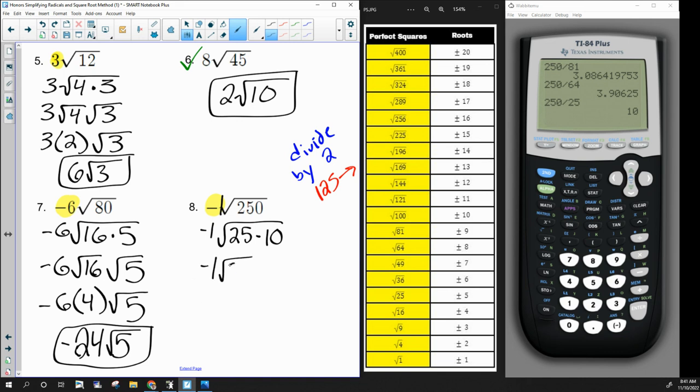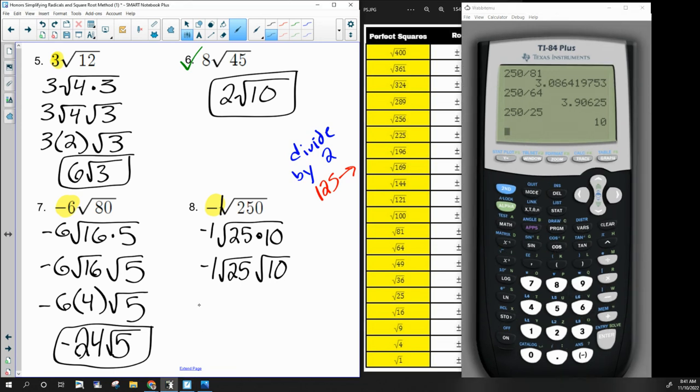-1, root 25, root 10. One of those roots I know, one of them I do not. The square root of 25 is 5. -1 times 5 times the square root of 10. 10 is definitely not in my perfect square chart, so can't really do much about him.